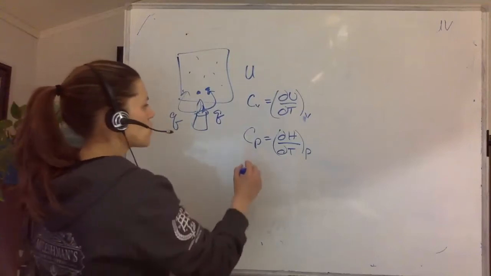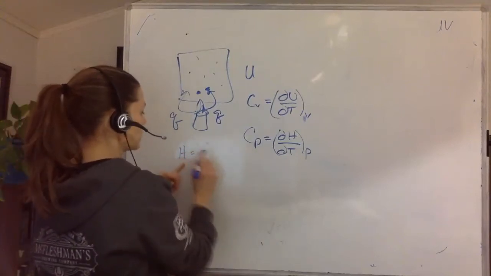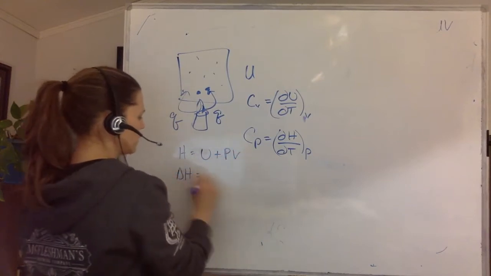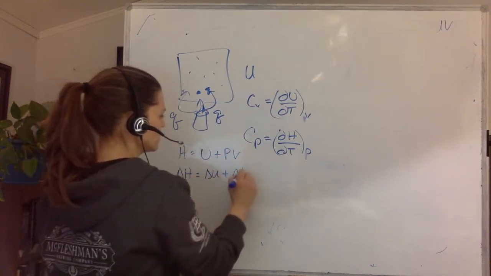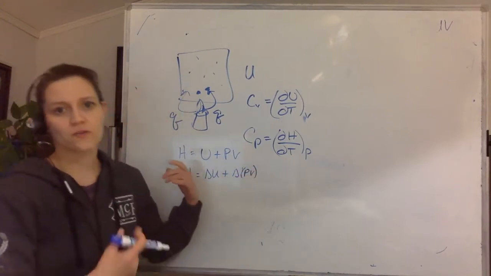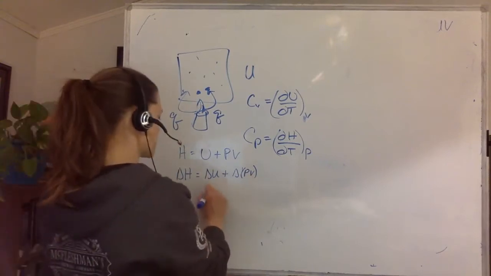Okay, so enthalpy is equal to U plus PV, and so the delta enthalpy is equal to delta U plus delta PV. And typically pressure is held constant under enthalpy conditions, and so that's one of the reasons that you'll a lot of times see this.